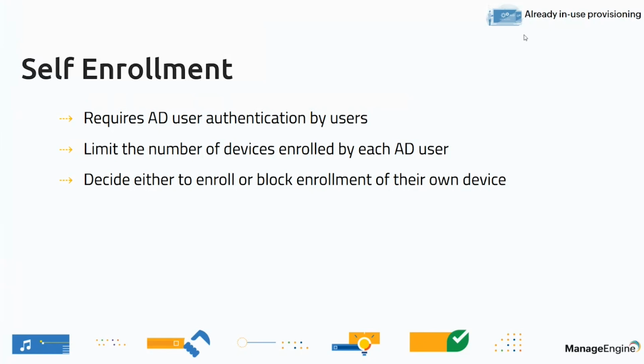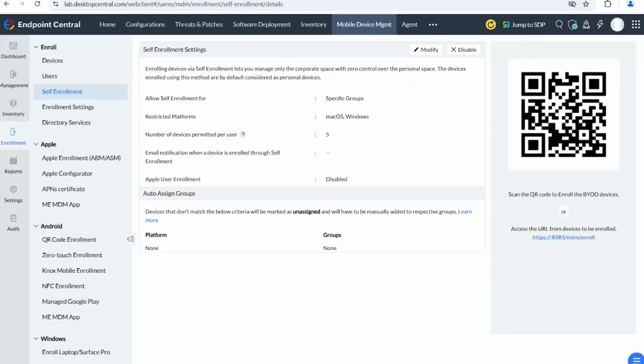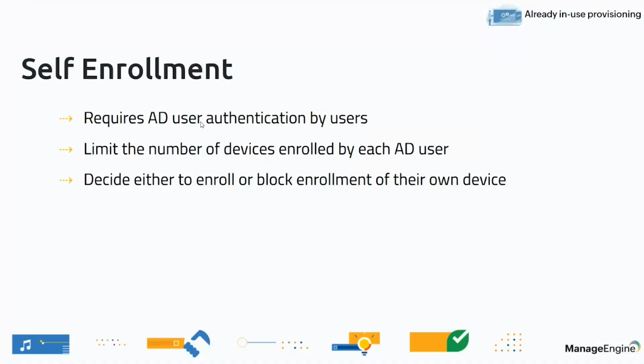And you can also select the group of AD and the users belonging to that specific group to be able to enroll their devices into Endpoint Central. So these options can be customized under the self-enrollment settings here. So you can allow the number of devices to be able to enroll by each user. And you can also restrict certain platforms to be enrolled into Endpoint Central. So based on your organizational needs, you can configure these settings and you can allow self-enrollment for BYOD devices primarily.